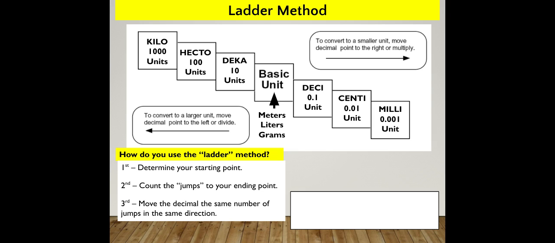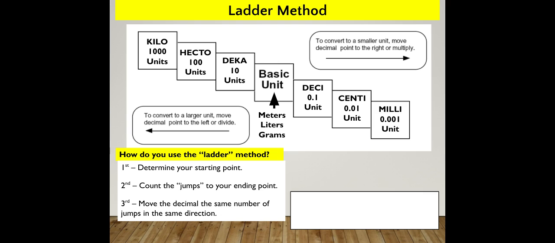So what is this method I'm talking about? We call it the jump method or the ladder method. Basically, what you do is you will start at a certain unit, remembering that you have your base unit. If you get smaller, that's deci, centi, milli. If you get bigger, that's deca, hecto, kilo. When you look at your starting point, maybe that's kilometers, maybe that's meters, maybe that's centimeters. You start at a starting point. Then you are going to jump or move down or up the ladder to your ending point.